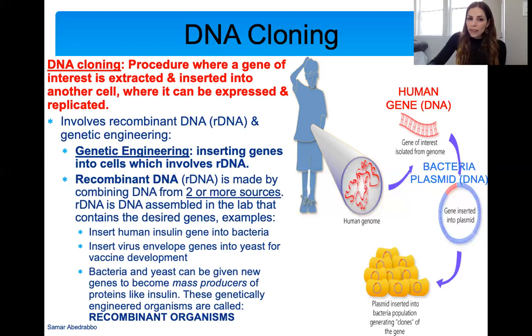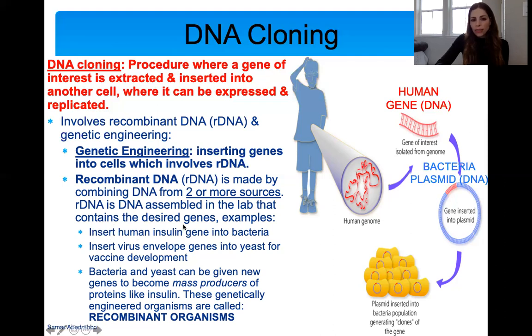So DNA cloning involves recombinant DNA. Remember, recombinant DNA is when you have an organism that has DNA from 2 or more sources, a combination of DNA. Gene cloning is a form of genetic engineering where you insert genes into cells, which involves recombinant DNA. Recombinant DNA is any DNA piece that has DNA from 2 or more different sources.